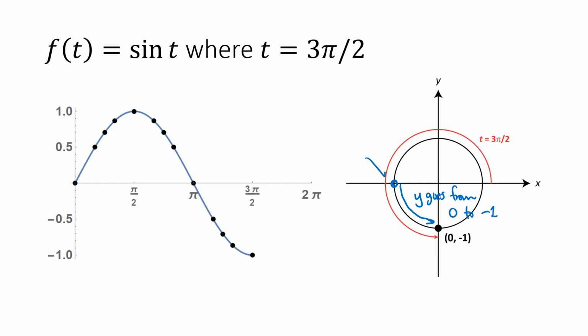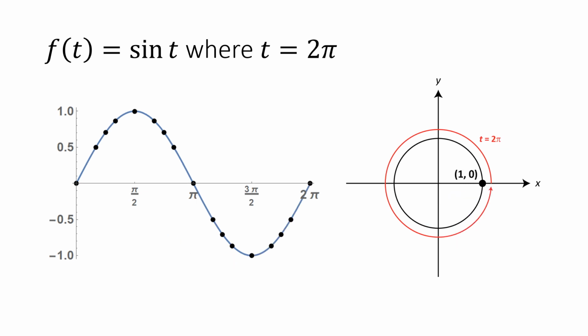At this point, negative 1 comma 0, my y-value was 0. At this point, 0 comma negative 1, my y-value was negative 1. So on my sine graph, my sine value goes from 0 to negative 1.